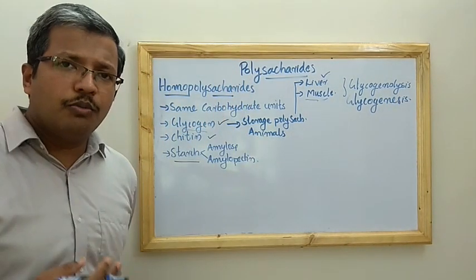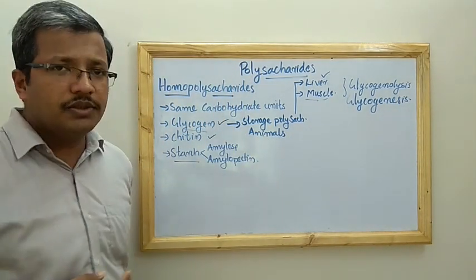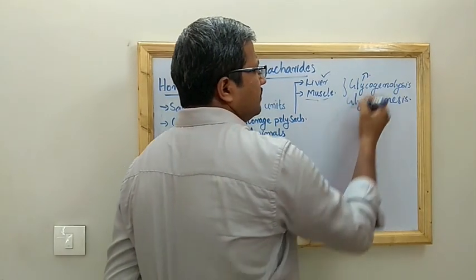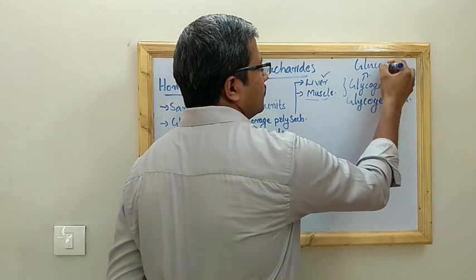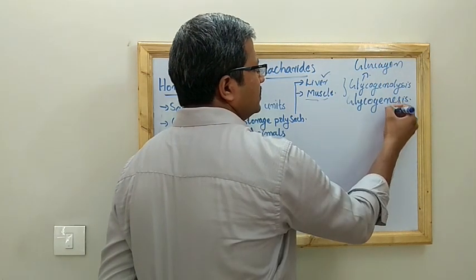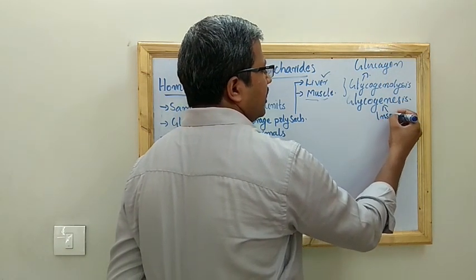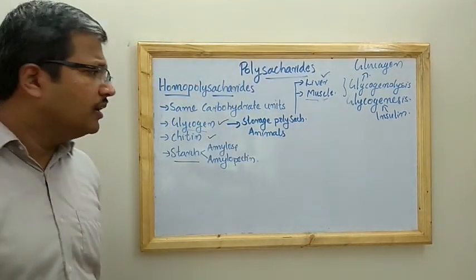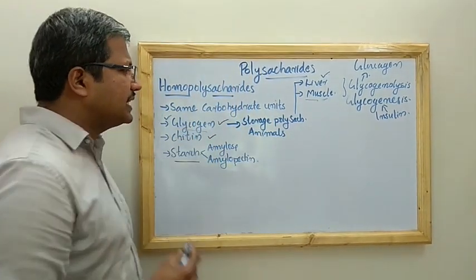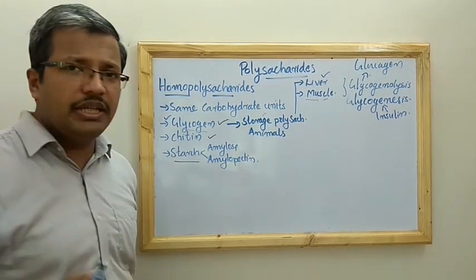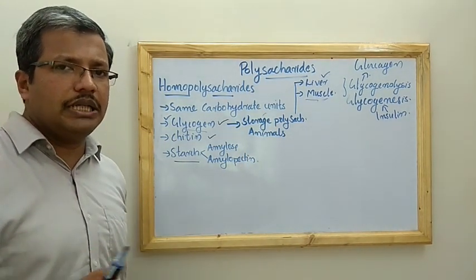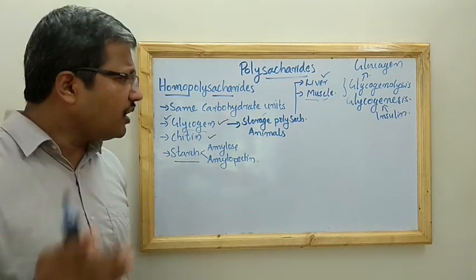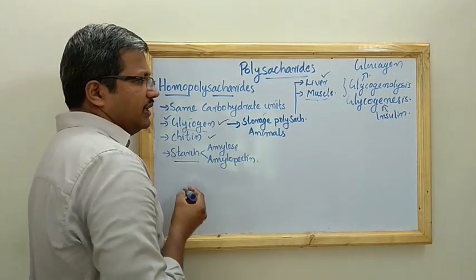And we know two hormones which are involved in these two processes. What are they? Glycogenolysis is brought about by glucagon, and glycogenesis happens with the help of insulin. Okay, so that's how glycogen acts as the storage polysaccharide. That is the function of glycogen itself. So we have learned the function of glycogen. Now let us see the structure of glycogen.